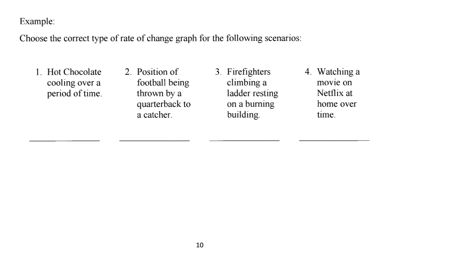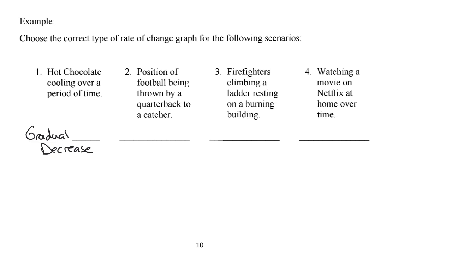So this question says, choose the correct rate of change graph for the following scenarios. Hot chocolate cooling over a period of time. Well, let's think about how that works here. Does it cool at a constant rate? Maybe you've never really thought about it before, but actually what happens is when it's quite warm, it cools quicker, and the closer it gets to room temperature, the slower it drops. So this is actually going to be a gradual decrease.